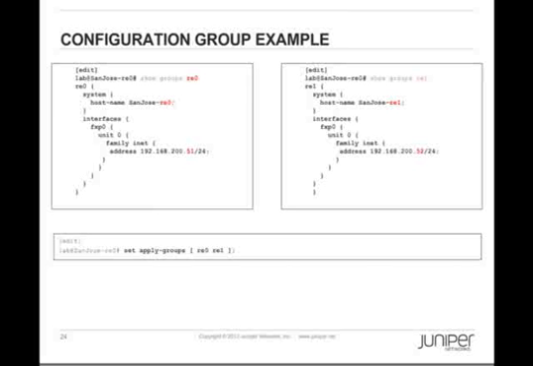So in this case, RE0 and RE1 are well-known names. So if you happen to have two REs within the system, the first RE, which is RE0, the logical first one, will be assigned this out-of-band management interface. And then the second one, which is RE1, the logical second one, will be assigned this IP address automatically.